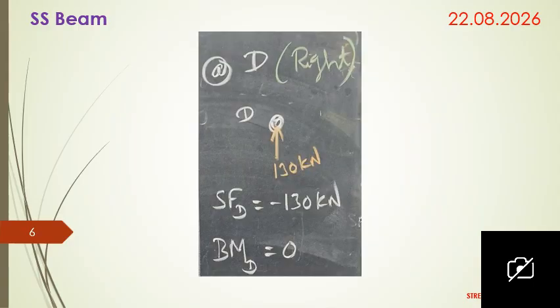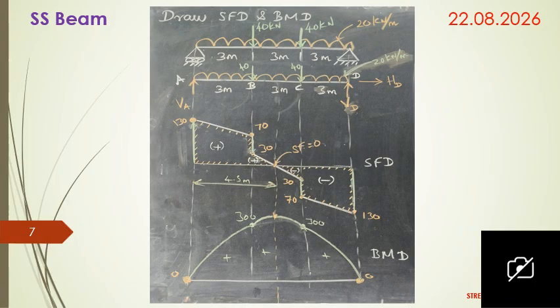And the last point is D. Here we are taking up the right portion of D. In the right portion there is no beam, only the D point is there, and our reaction of 130 kilonewton is acting at D in the upward direction. Right side upward is negative. So shear force at D is minus 130 kilonewton, and bending moment is, there is no distance, so the bending moment value is 0. So far we have calculated the shear force and bending moment values.